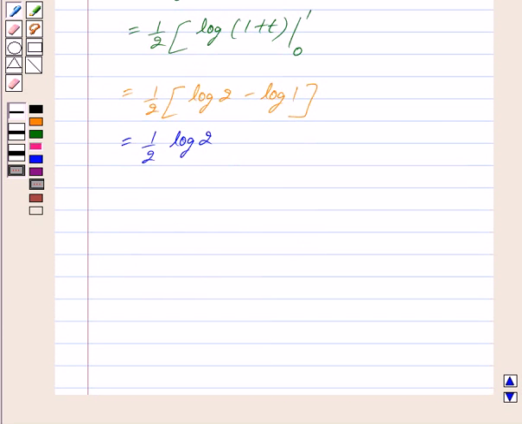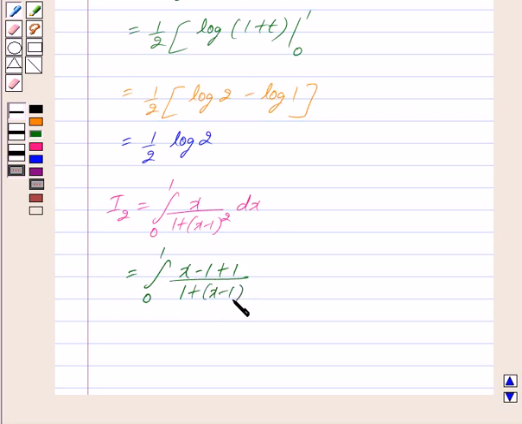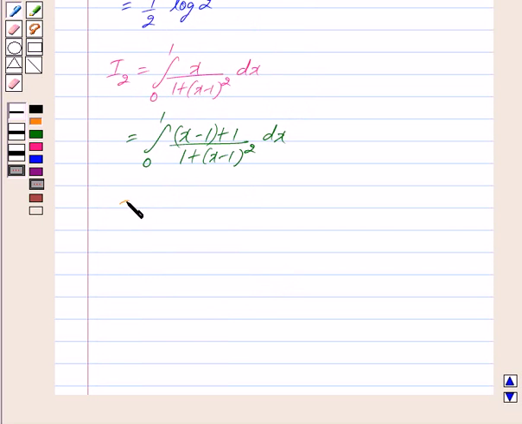Now we consider I2. So we have I2 is equal to integral limit from 0 to 1 x upon 1 plus x minus 1 whole square dx. This is equal to integral limit from 0 to 1 x. Now adding and subtracting 1 in the numerator, we get x minus 1 plus 1 upon 1 plus x minus 1 whole square dx. This is equal to integral limit from 0 to 1.